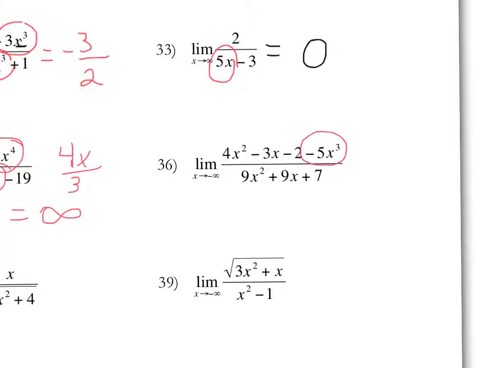Highest power in the numerator, highest power in the denominator. Simplify that and get negative 5x over 9, which means think about putting in a really large negative number into that x, negative 5 times a really large negative, negative 1 billion, and that's going to end up at positive infinity.